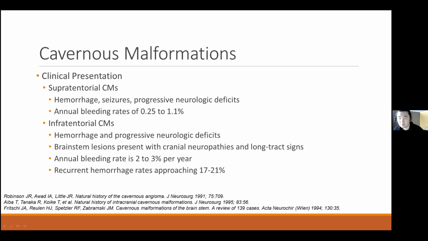If it's in the brainstem, obviously you might expect cranial nerves or nuclei to be affected. You may see long tract signs. Those in the infratentorium have a higher risk of bleeding, about 2 to 3% per year, and the recurrent hemorrhage rate is actually pretty high. Again, it's variable depending on the case series you look at, but can approach 17 to 21%.